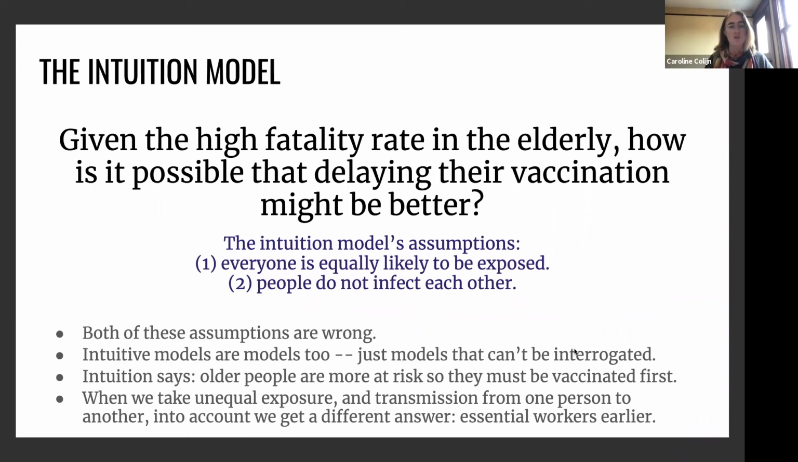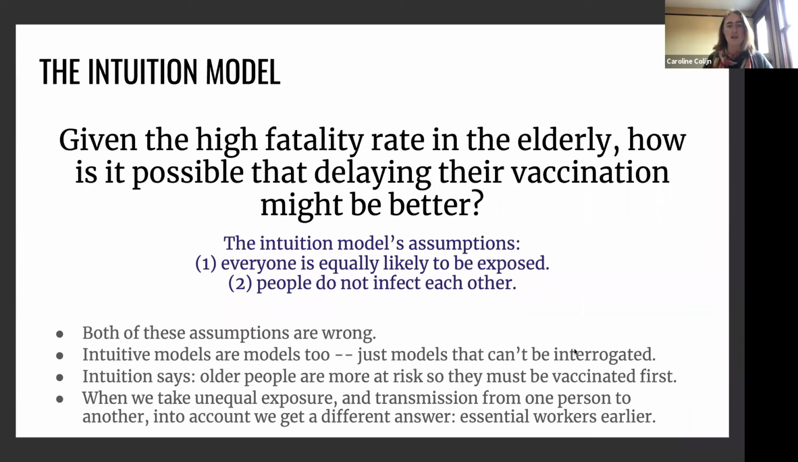Intuitive models are models too. They're just models that can't be interrogated. So we have public health people sometimes saying, oh, well, that's just a model. Well, you know what? Your intuition is just a model too. Intuition says older people are more at risk, so they must be vaccinated first. But when we take unequal exposure and transmission from one person to another into account, we get a different answer. And that is that you can prevent exposure, and that's better.